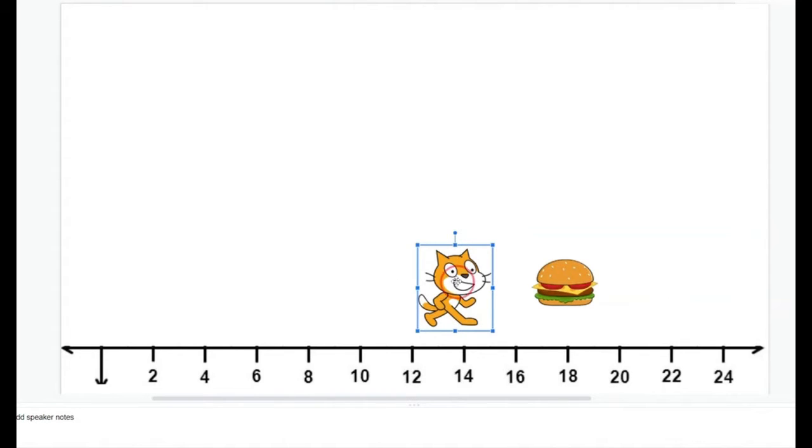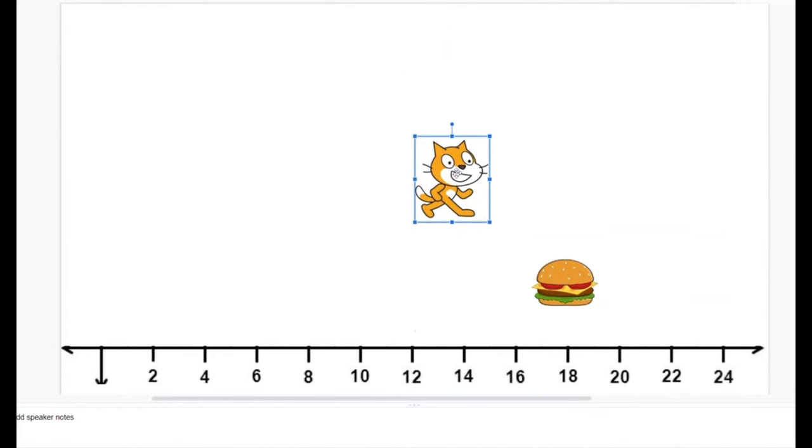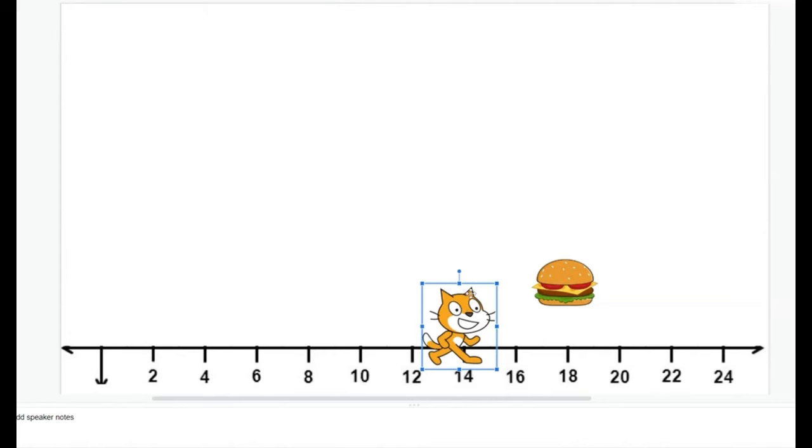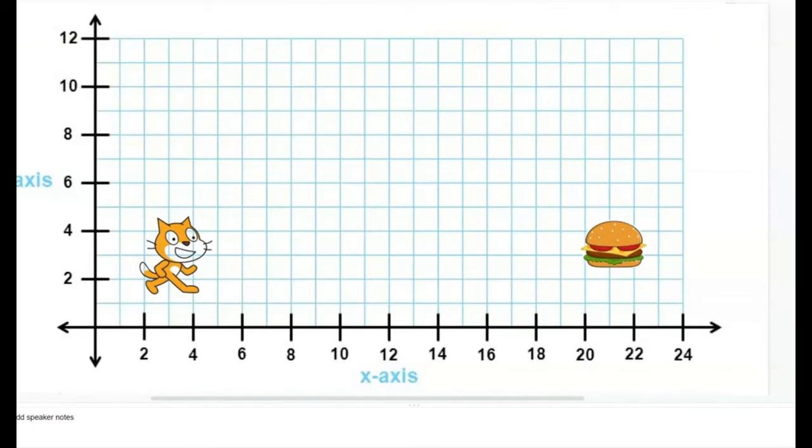However, what if the sprite is at the top of the screen, or in the middle of the screen, or even at the bottom of the screen? It's very difficult to tell exactly where the sprite is in the up and down space on the screen. By adding a second number line, we can locate the character anywhere on the screen in either dimension.